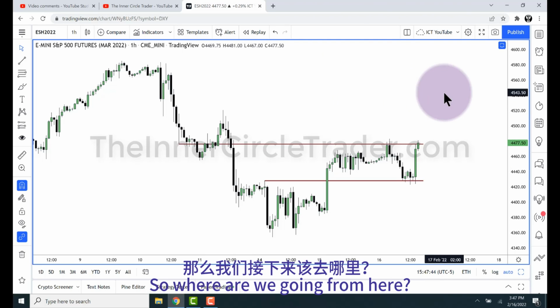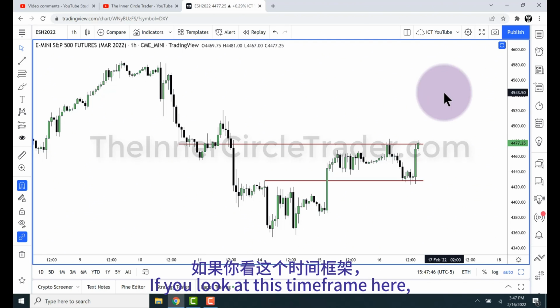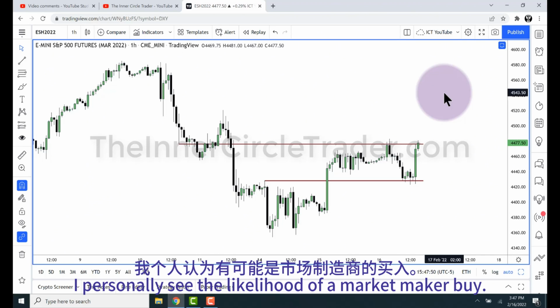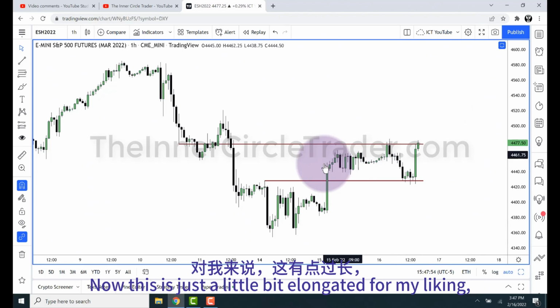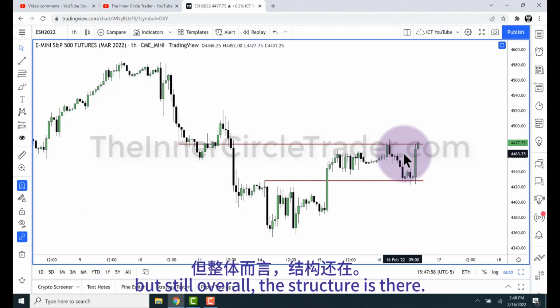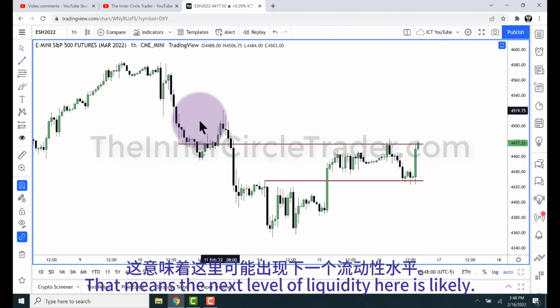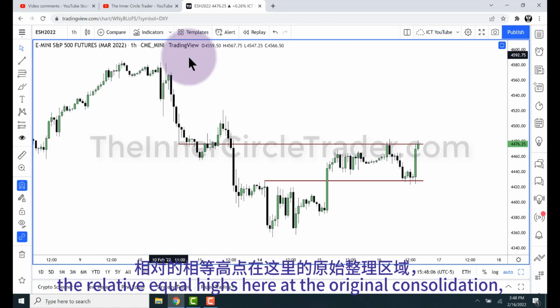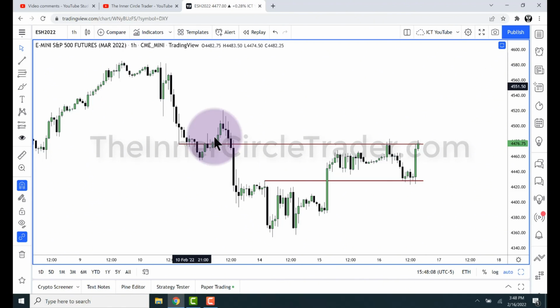So where are we going from here? If you look at this time frame here, what do you see? I personally see the likelihood of a market maker buy model. Now this is just a little bit elongated for my liking, but still overall the structure is there. That means the next level of liquidity here is likely, and if we accelerate through that, the relative equal highs here at the original consolidation.